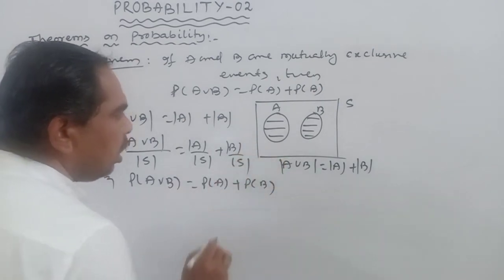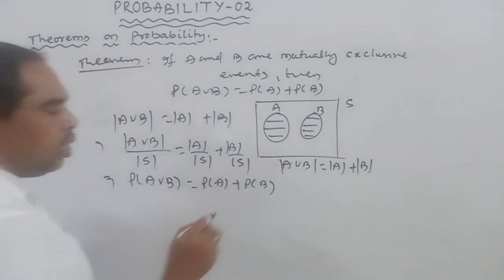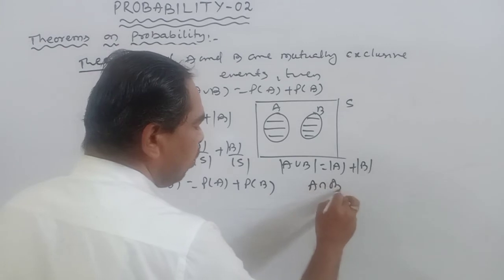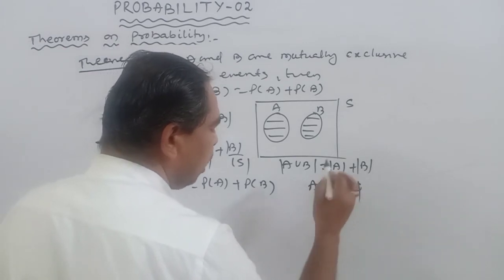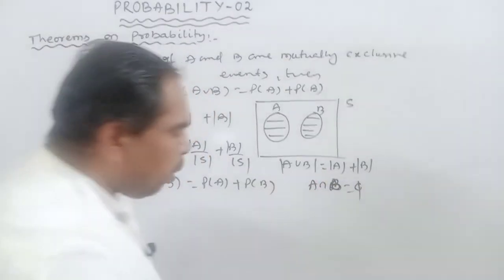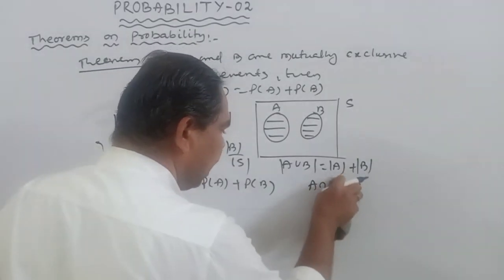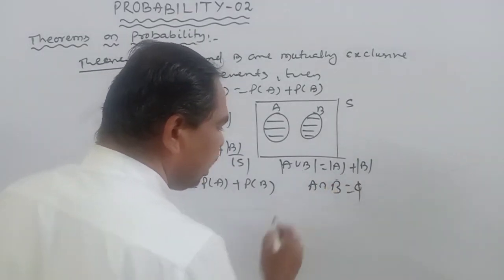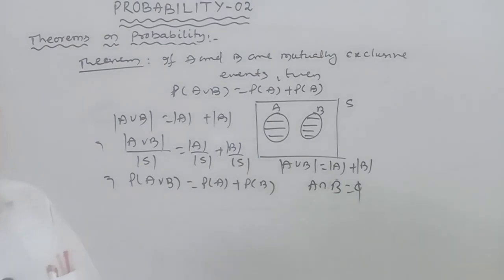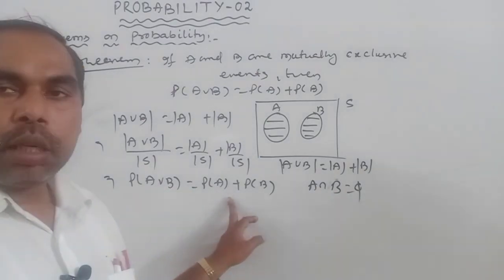Condition: A and B are disjoint. A intersection B is equal to what? Phi. Means there is nothing in common. So P of A union B is equal to P A plus P B.